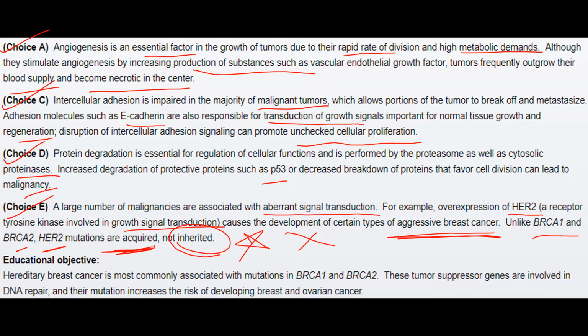In all, the summary is that hereditary breast cancer is most commonly associated with mutations in BRCA1 and BRCA2. The tumor suppressor genes are involved in DNA repair, and their mutation increases the risk of developing breast and ovarian cancer.